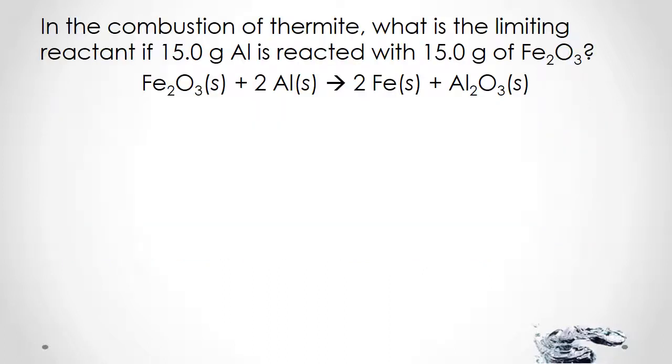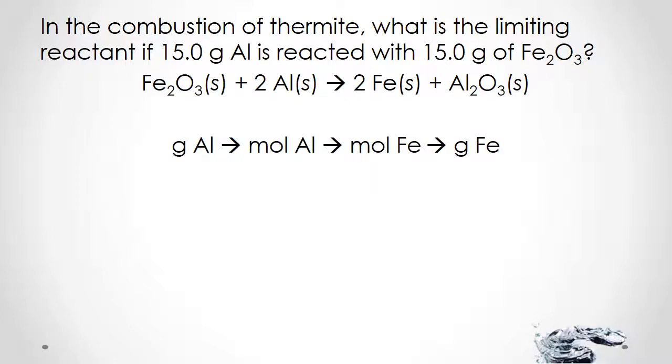The best way to see this is to look back at our thermite reaction. And I want to find out what the limiting reactant is if I take 15 grams of aluminum and react that with 15.0 grams of iron 3 oxide. Recall that the equation is Fe2O3 plus 2 aluminums goes to 2 irons plus Al2O3. So we're going to set up our standard stoichiometry in this.